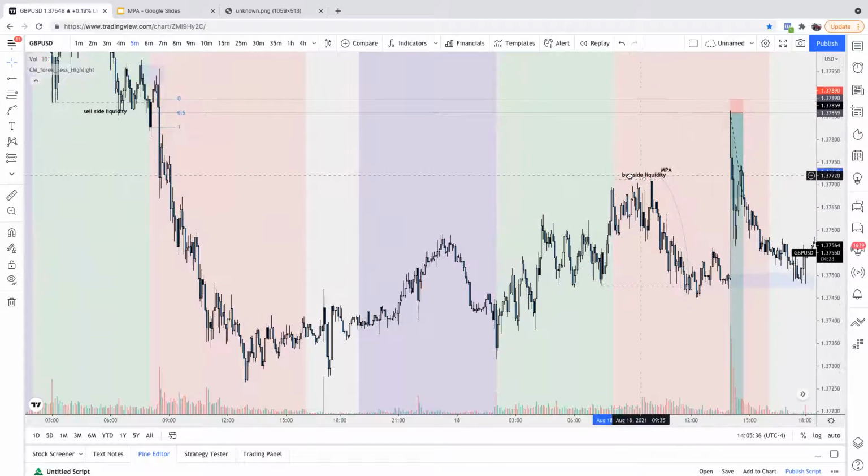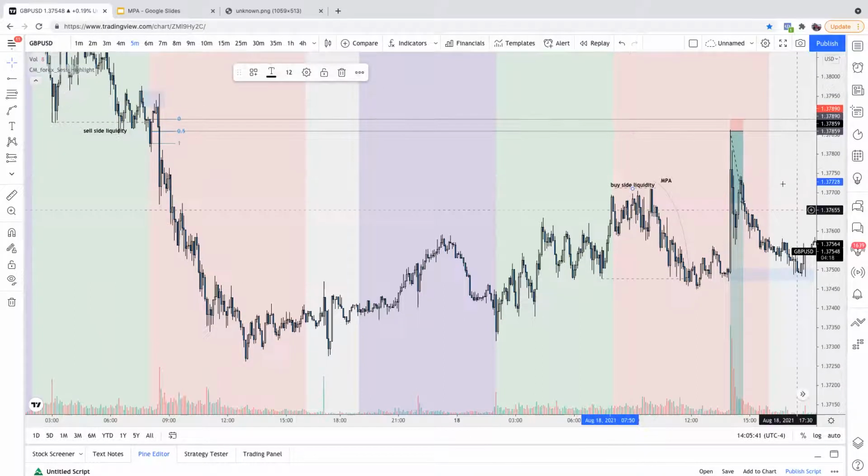So I'm going to go ahead and wrap this one up. That's just the very first example of many of the MPA, and we will keep it rolling from there.